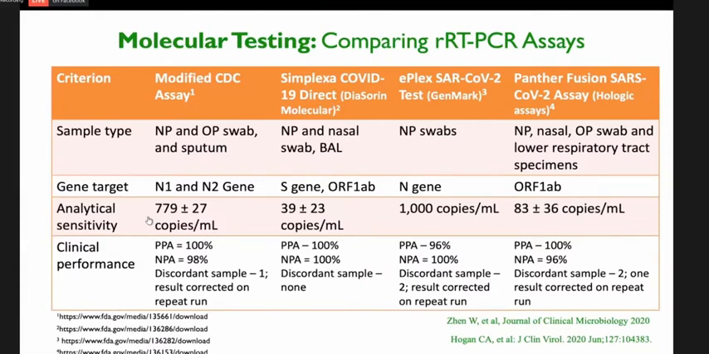They analyzed 51 positive and 53 negative nasopharyngeal swab specimens from symptomatic patients, and the analytical and clinical performance, including the positive percentage agreement and negative percentage agreement, were analyzed. The results found that all the assays performed relatively well, with no significant difference in analytical and clinical performance noted.